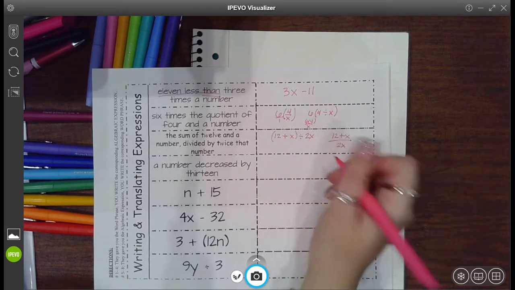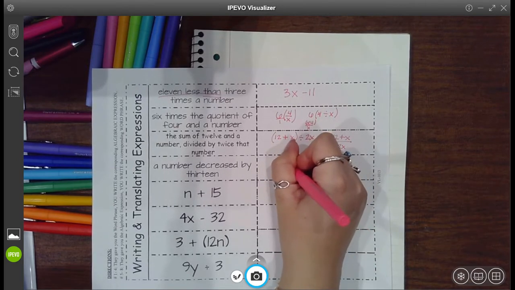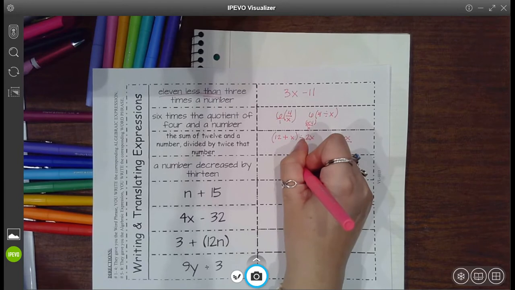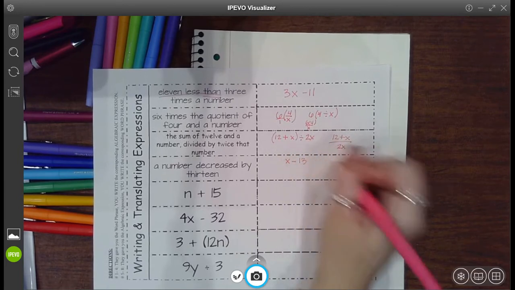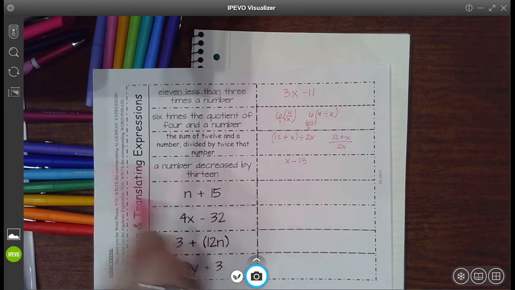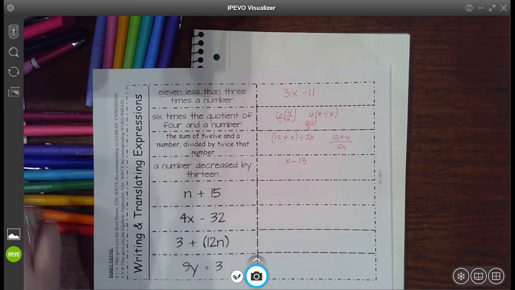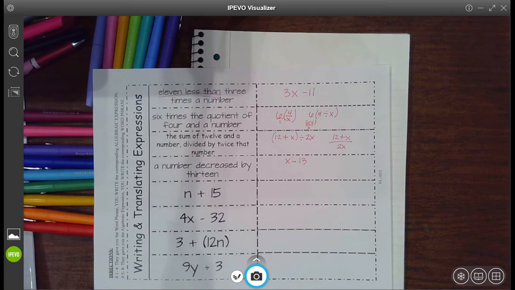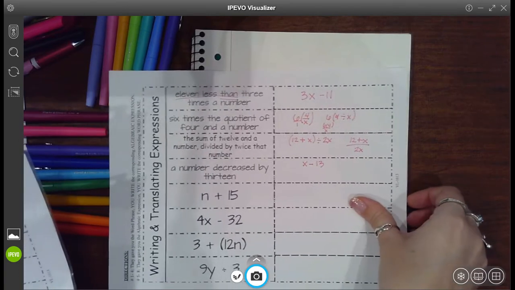Okay, a number, so whatever number you want, whatever variable, decreased by, so subtracting 13. Now that one, there's kind of only one way to write it. The only thing that can change is you could have had any variable other than x. You could have had like a minus 13 or y minus 13.